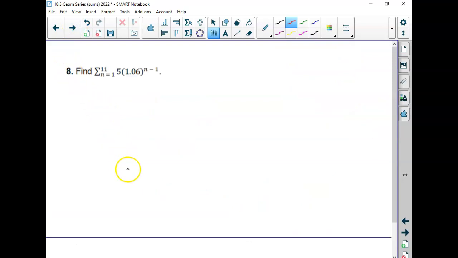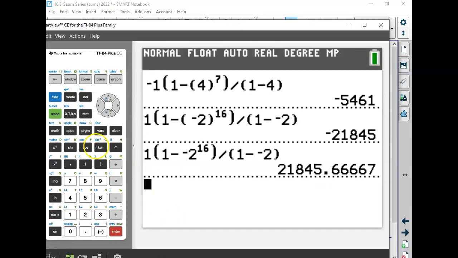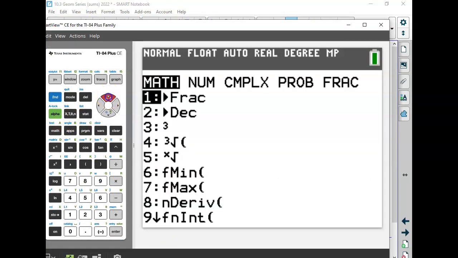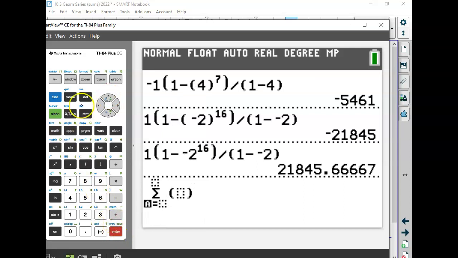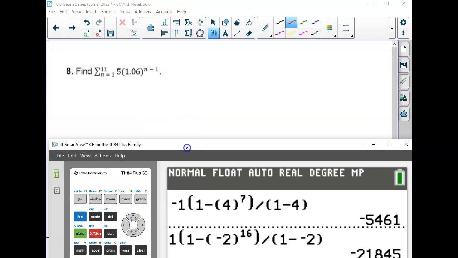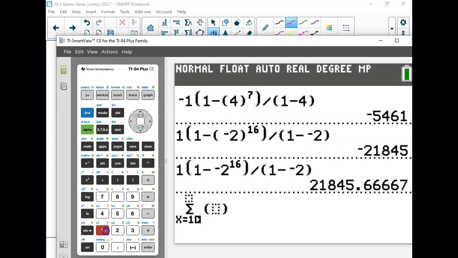Okay, do you remember how to do this? Everybody in here said they had a calculator that could do this, right? Where's the button? Under math, arrow up or down to find that summation. You can use any variable. Did this one say the first 11 terms? So 1 through 11.